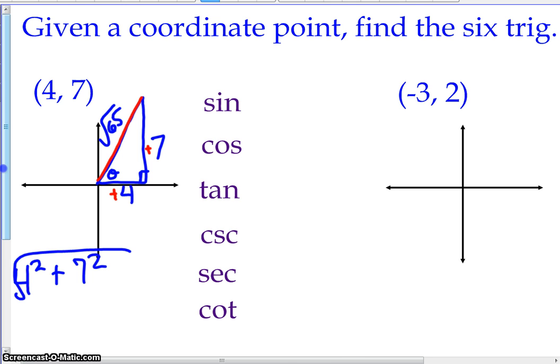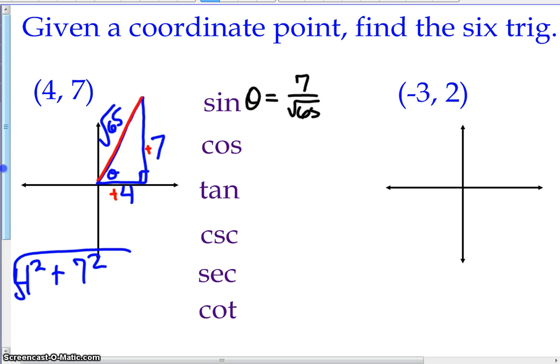I really do want you to leave your hypotenuse in square root form. Don't tell me the decimal because you're just estimating. I want the actual answer. So now for sine of this particular angle, it doesn't matter what the angle is, sine of that angle is opposite over hypotenuse.